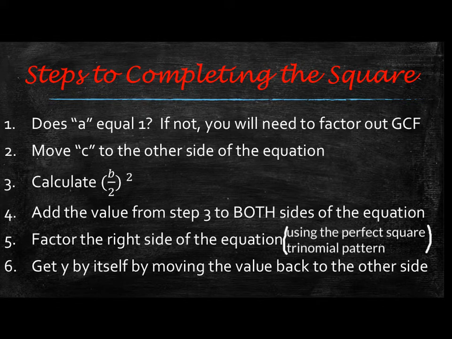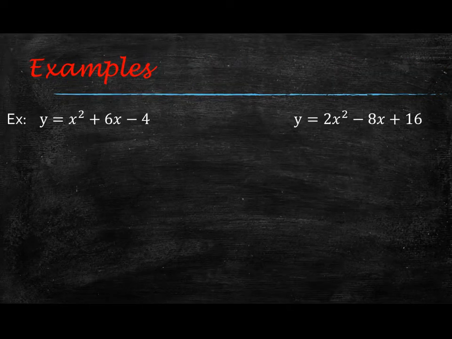Then for step 5, you will factor the right side of the equation using your perfect square trinomial pattern. And then the last step is you'll get y by itself by moving the value back to the other side. Okay, so let's look at some examples.